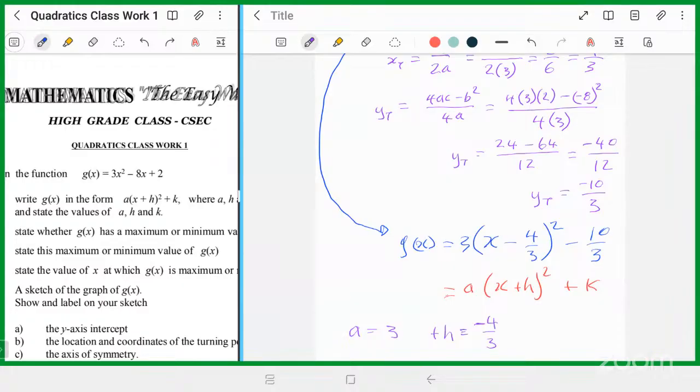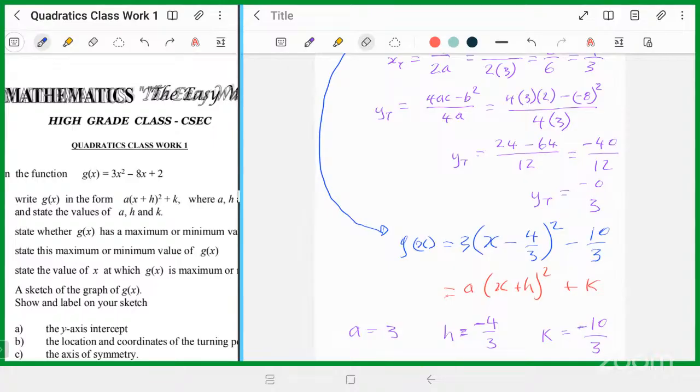But as I said, you don't need to put on this plus. I'm going to take it off. Alright? And then this plus k is minus 10 over 3. So we could write plus k is minus 10 over 3. And again, we don't need to put on that plus. And so the k is minus 10 over 3. So if you're writing the values a, h, and k, that is what they would be.